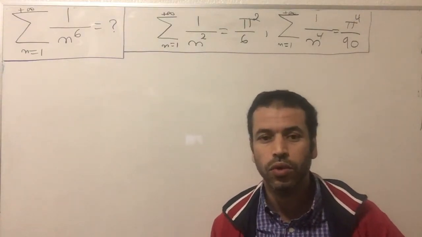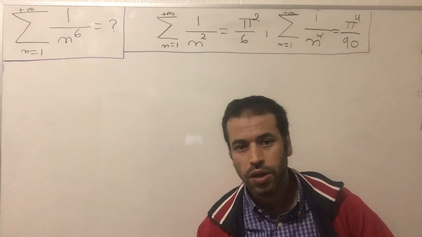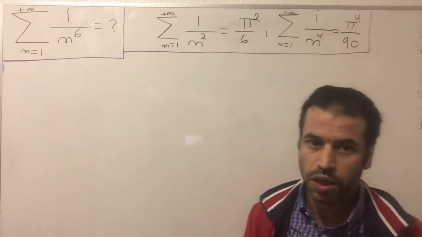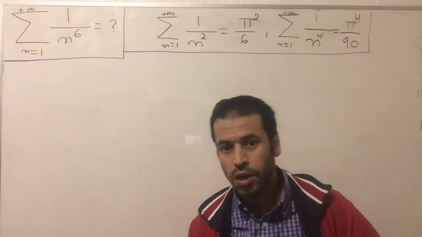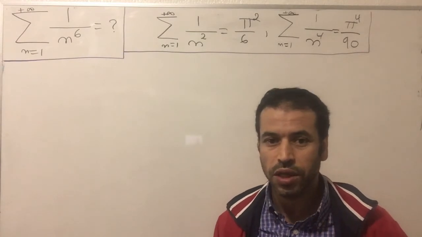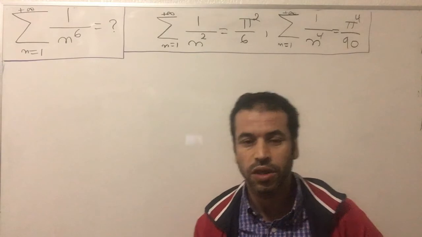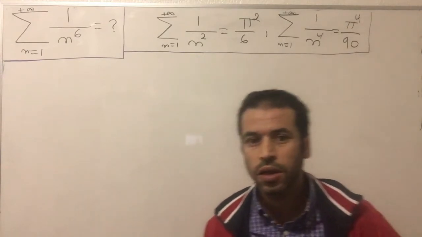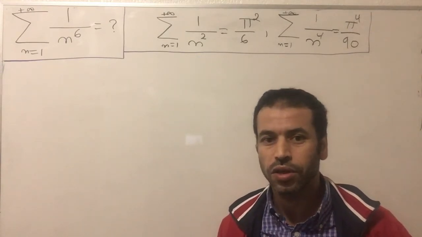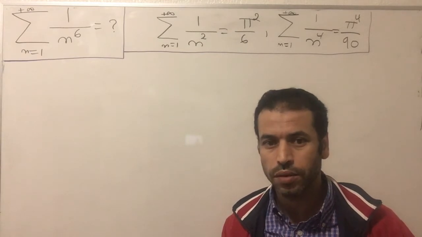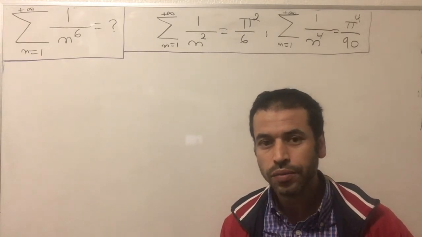In today's video, I'm going to look at a very interesting sum, the sum of 1 over n to the 6 as n goes from 1 to infinity. We previously evaluated the sum of 1 over n squared as n goes from 1 to infinity by using both ways, Fourier series and Taylor series. Okay, this is combining with the Euler series as well.